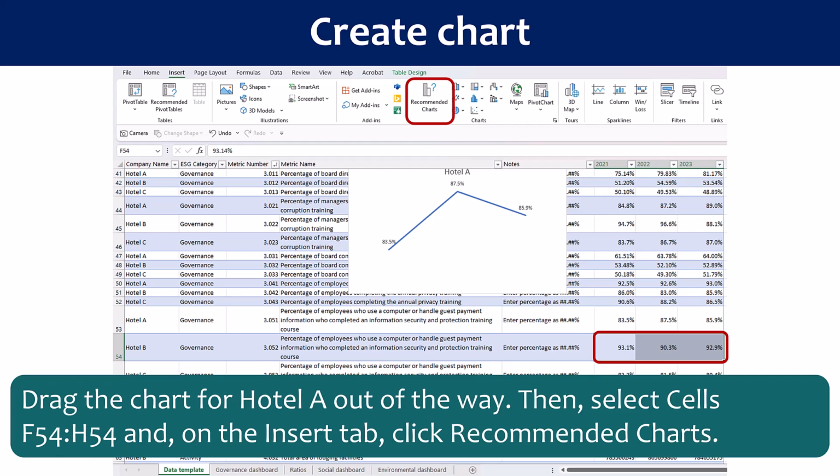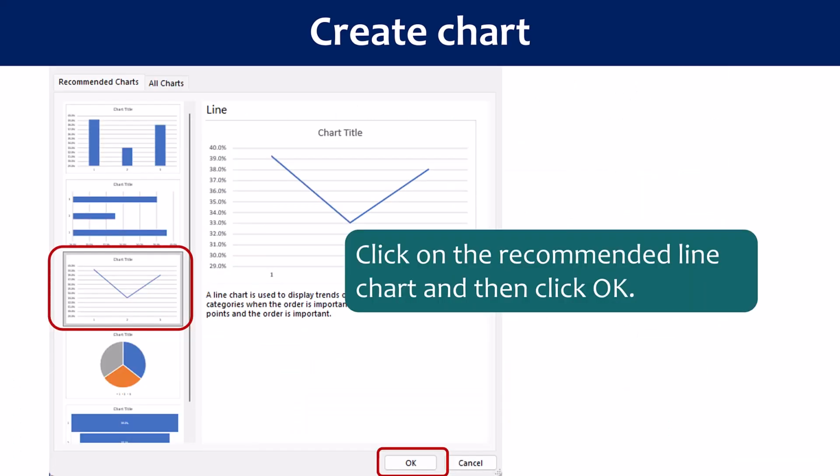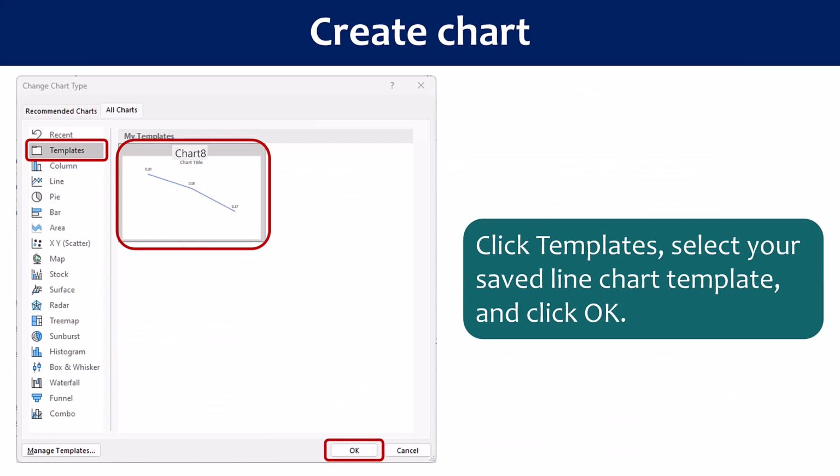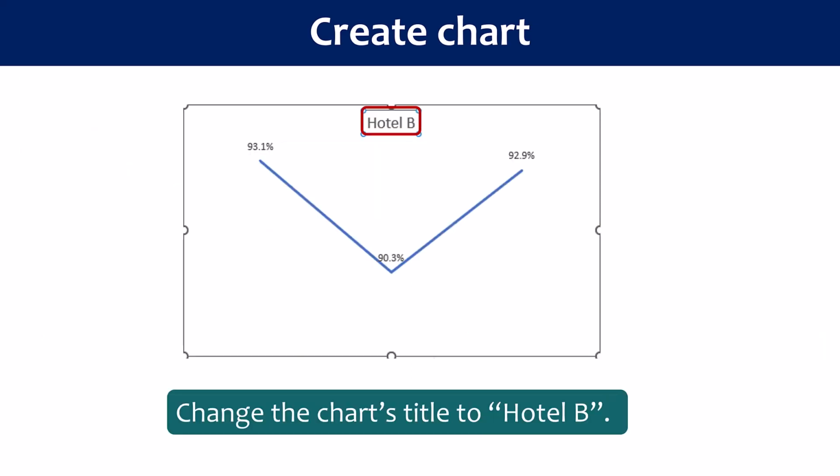Drag the chart for Hotel A out of the way. Then select cells F54 through H54 and on the Insert tab, click Recommended Charts. Click on the Recommended Line Chart and then click OK. Next, on the Chart Design tab, click Change Chart Type. Click Templates, select your saved line chart template, Chart 8, and click OK. Change the chart's title to Hotel B, where Hotel B is the name of the second hotel you are analyzing.